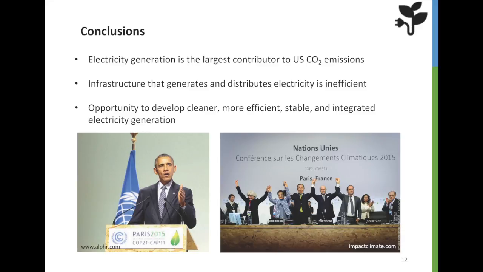And ideally, this will be scaled up on an international level, meaning that globally we could change the way that we produce and transport energy, making it cleaner, more efficient, and more stable.